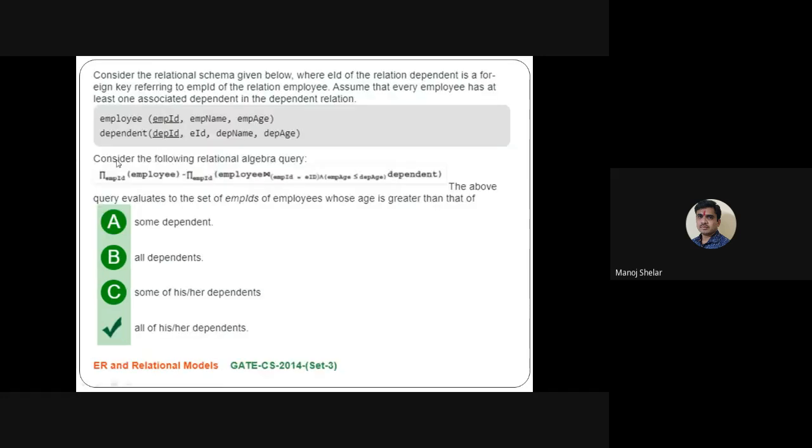One example, this GATE example. In this example, consider the following relational algebra query: pi of employee ID, employee, minus pi of employee ID, employee. Employee is a relation, pi means projection, and this is the attribute name. The above query evaluates the set of employees whose age is greater than that of all of his dependents. That is the answer of this query.